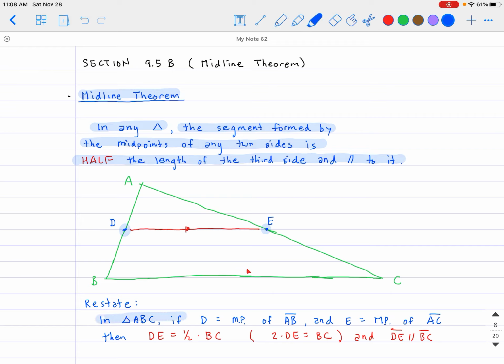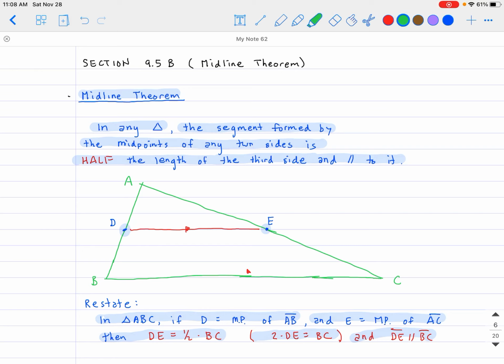Okay, so in triangle ABC, if D is the midpoint of AB and E is the midpoint of AC, then I need to prove that DE is 1/2 of BC, or like I said, 2 times DE is equal to BC, and also DE is parallel to BC, the opposite side. All right, let's see if we can use all of that stuff we had about parallelograms to help us out, because this technically came afterwards. So my guess is that there has to be a use.